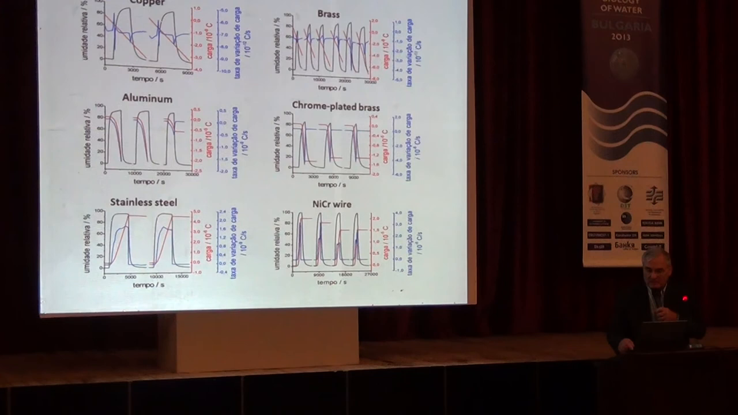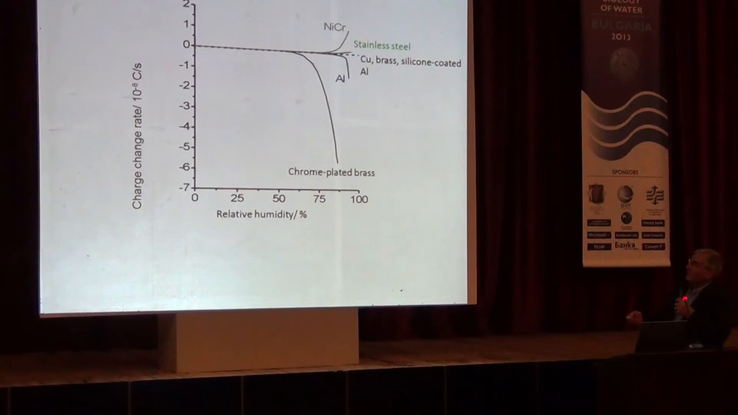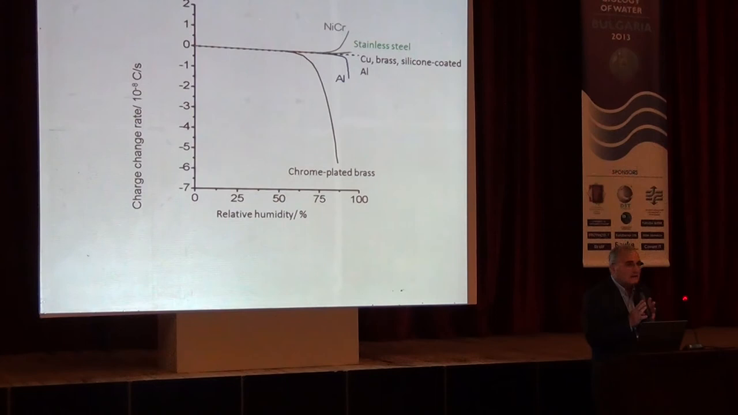So some results are collected here. As you increase humidity, chrome-plated brass becomes strongly negative, like aluminum. Silicon-coated aluminum does not, it remains close to zero, evidently verifying the hypothesis that this is a surface phenomenon, and that's a micro-alloy stainless steel. So we have these different behaviors. What we learned is that different metals can acquire positive or negative charge when you increase the humidity.